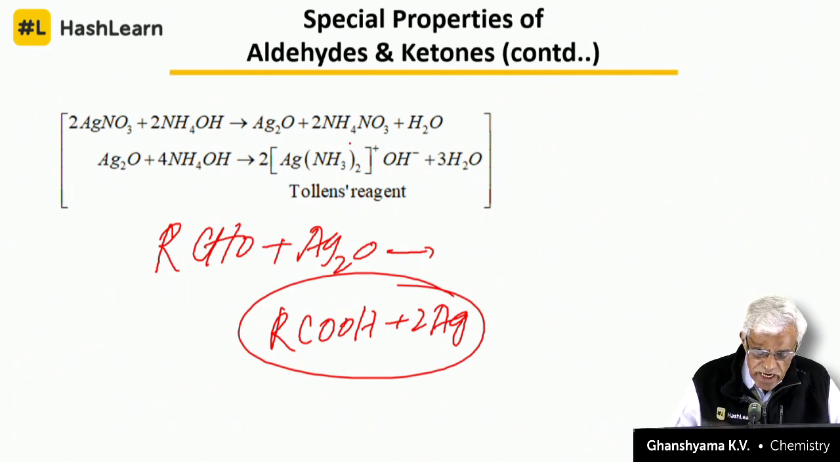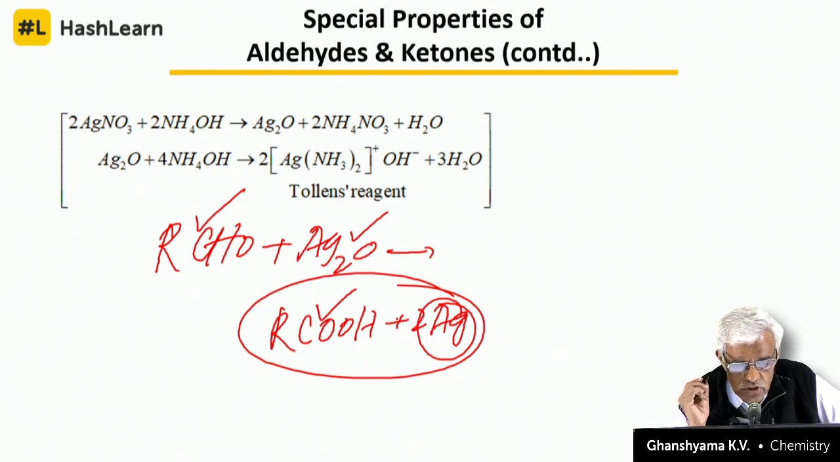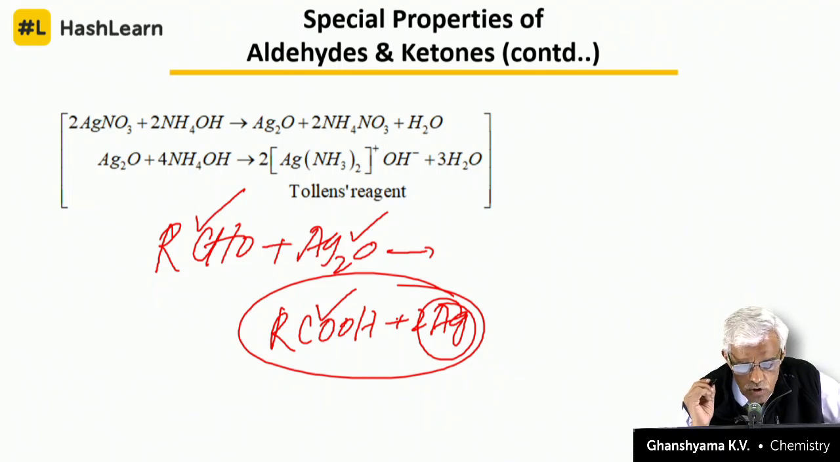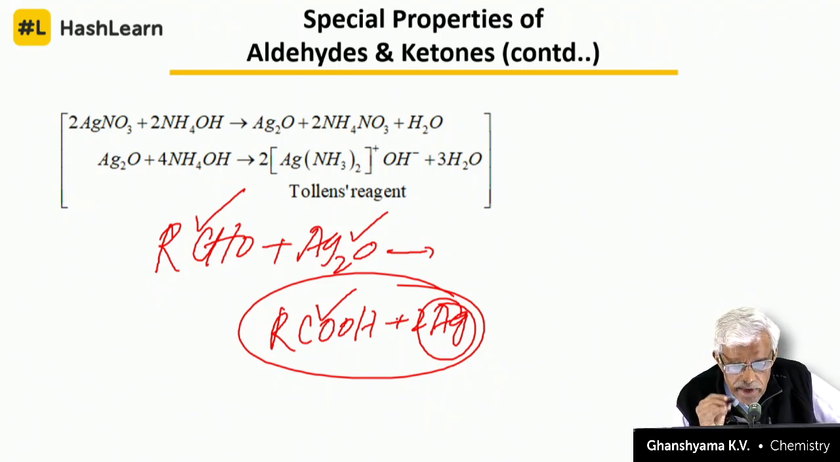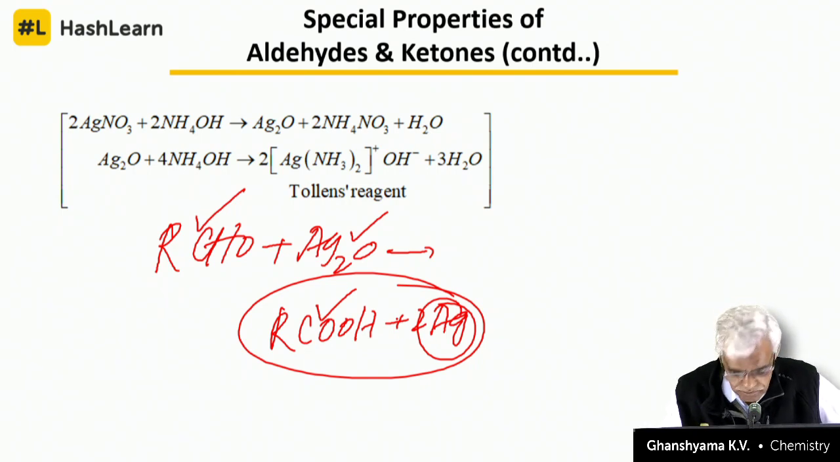So, Tollens reagent is a mild oxidizing agent. It oxidizes aldehyde to carboxylic acid, and silver oxide will be reduced to silver. You get silver mirror. This test is called silver mirror test. Wonderful test. As I said earlier, it is used for silvering mirrors. When you go home today, please see the back of the mirror, at least the broken mirror. What are the colors you see? You see orange, you see green, you see grey. Why are they different colors? What may be the reason?